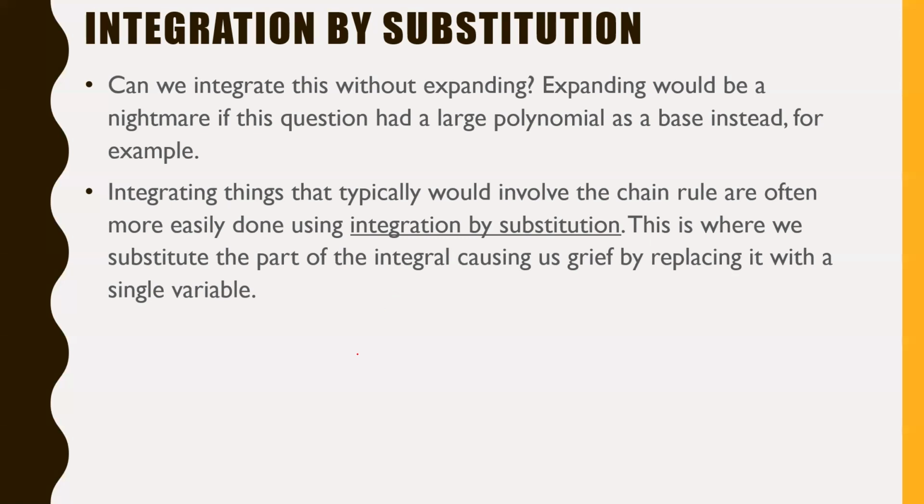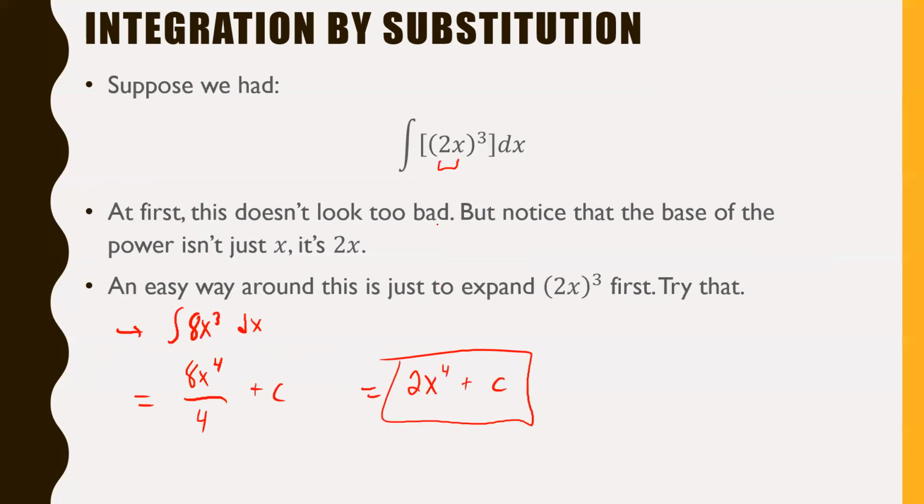Now, expanding would be a nightmare if this question had a large polynomial as a base instead. So if instead of 2x in here, we had some big polynomial with 4 or 5 terms in it, this would take forever. It would be a nightmare. The same could be said if this exponent was a really big number, like something to the power of 10 or something. You know, it gets tricky pretty quick.